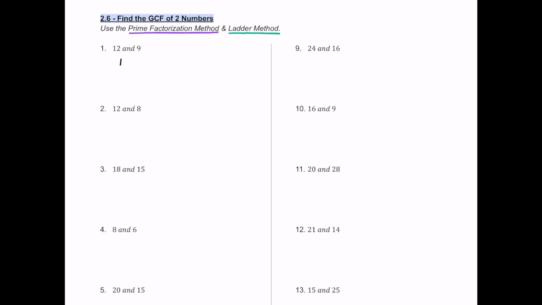All right, so for number one, we have 12 and 9. I'm not going to make the factor trees in this video, so if you need to refresh that, go ahead and watch a previous video. But I know the prime factorization for 12 is going to be 2 times 2 times 3, and the prime factorization for 9 is just going to be 3 times 3.